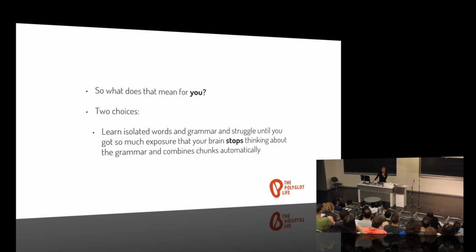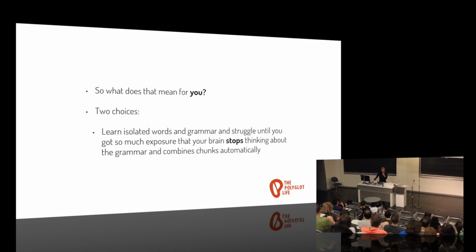So you can learn isolated words and grammar rules and struggle for a very long time until you get so much exposure that your brain stops thinking about the words and the grammar rules and starts combining these chunks automatically, subconsciously. Now, unfortunately, you need an awful lot of exposure for that to happen. As a child, you did that, but you had like 10 years probably of exposure before you really got all these chunks ingrained in your brain.